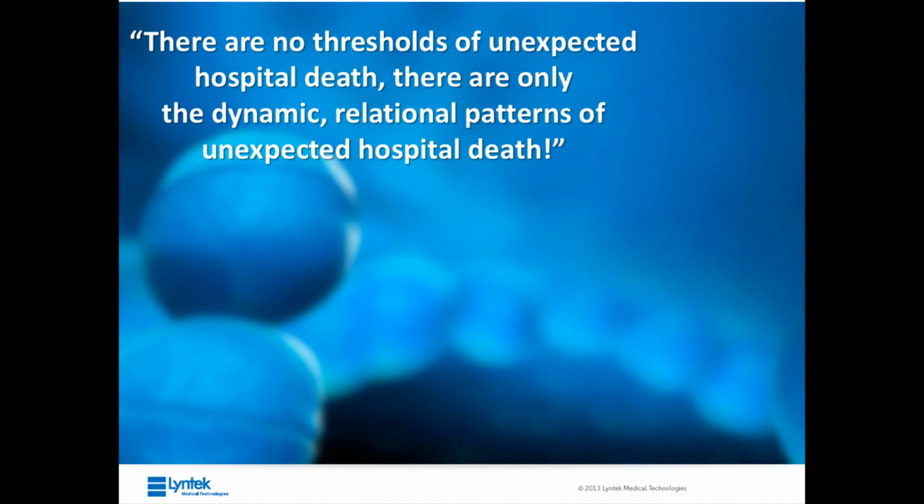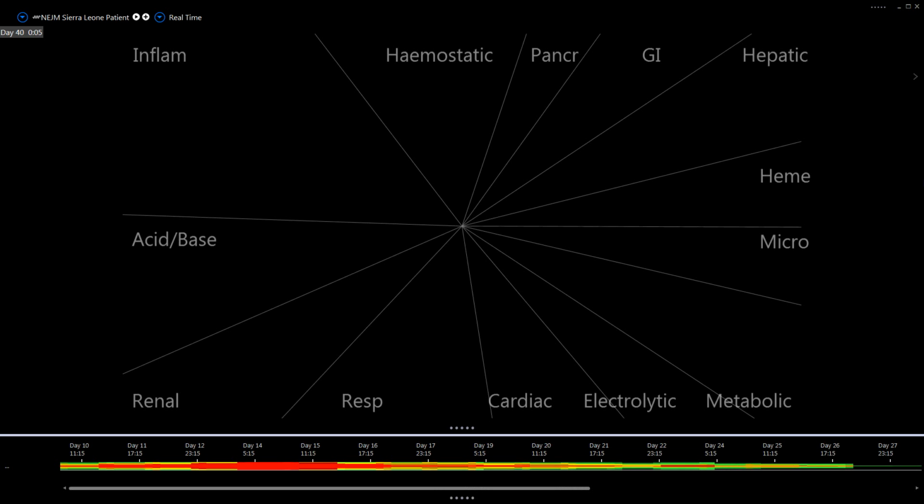The reason we have to move to dynamic diagnostic relationalism from threshold science is that there are no thresholds of unexpected hospital death. There are only the dynamic relational patterns of unexpected hospital death, and we will show some of these in this discussion. Now, using this new science and technology, we're actually able to detect specific adverse drug reactions and adverse clinical conditions, but perhaps more importantly, we can generate visualizations that everyone can understand that show the actual evolution of the condition so that they can be preempted.